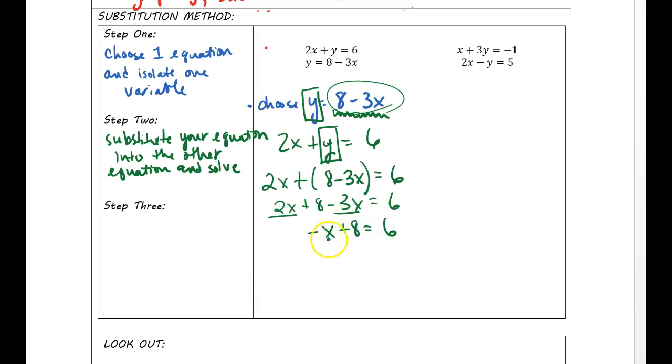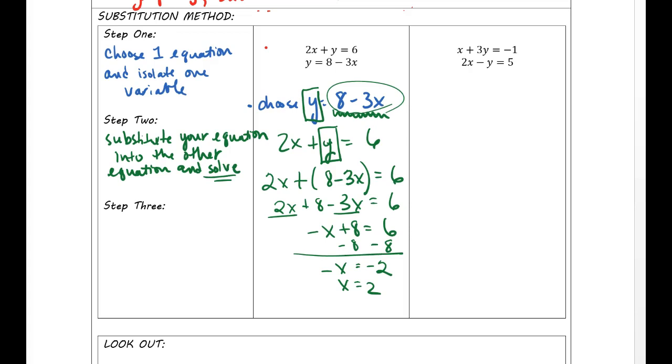And now how do I get the x by itself? Because that's what we're doing. We just solve now. I need to subtract 8 from both sides. What's 6 minus 8? That would be a negative 2. And so that means x equals 2. Okay, so I've done all that work for step 2. Step 2 is the hardest step.